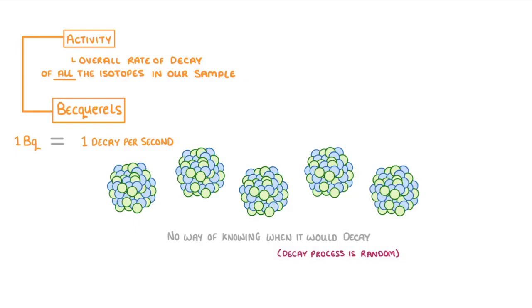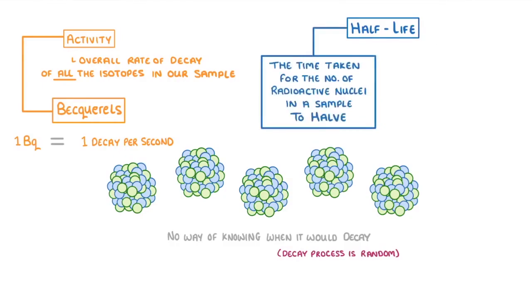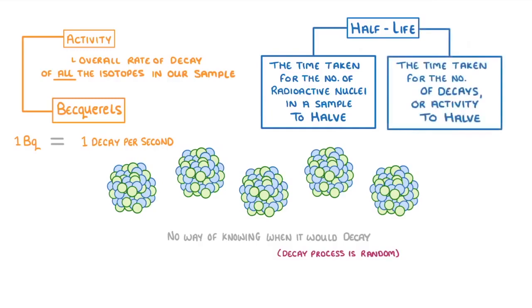The other important term to know is half-life, which has two definitions, and can be defined either as the time taken for the number of radioactive nuclei in a sample to half, for example to drop from 1,000,000 unstable nuclei to only 500,000, or the time taken for the number of decays, so the activity, to half. For example, to drop from 600 decays per second to 300 decays per second.